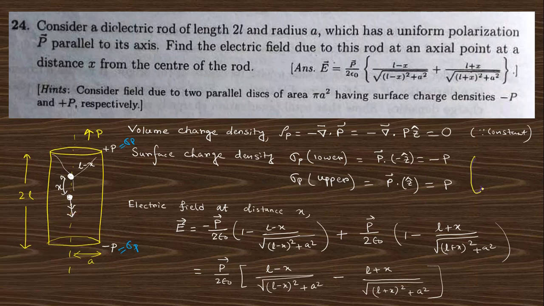I think you remember this figure. This is a disc at a distance x, and this was radius a, so the electric field at this distance with sigma has the relation sigma by 2 epsilon naught times 1 minus x by root under x square plus a square. This was the relation for a disc. Here one is a positive charge disc and the other is a negative charge disc. So finally you get the electric field by adding these two, because the two electric fields are in the same direction.